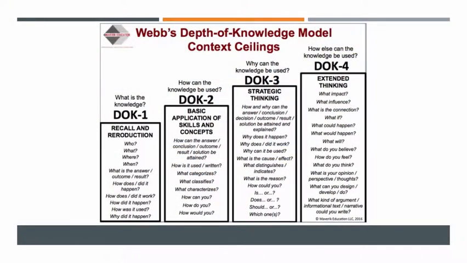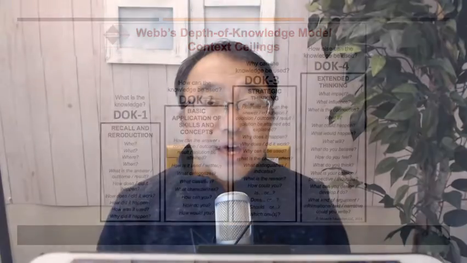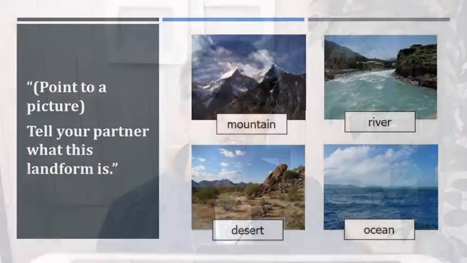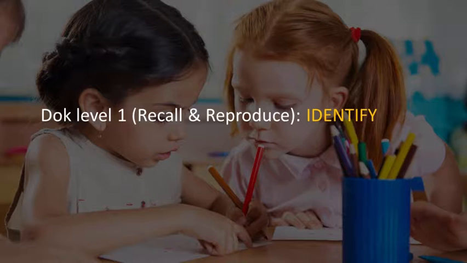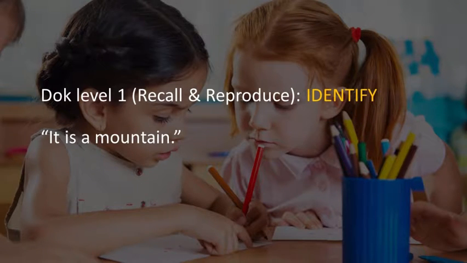But before that, can we review the different DOK levels and what they mean? Level 1 is recall and reproduce. That means that student tasks require them to simply recall knowledge and skills that they learned. So, here's an example of the teacher question on DOK level 1. The teacher can point to a picture and say, tell your partner what this landform is. Here, your student's language outcome would be, it is a mountain. They would be identifying a landform as mountain.